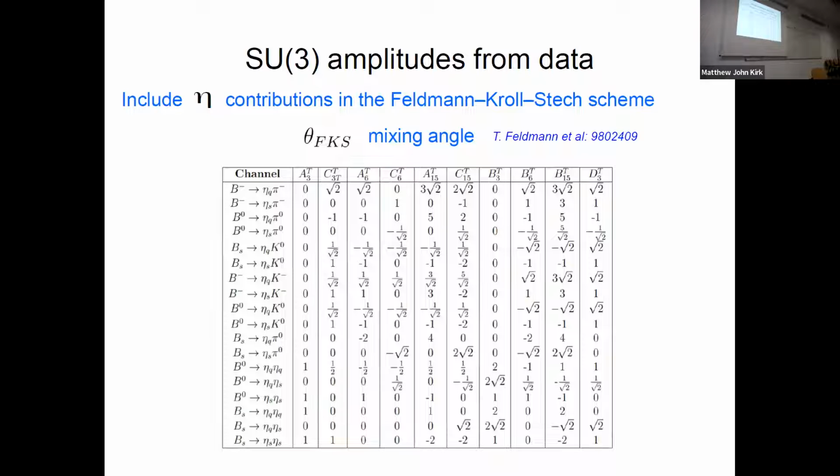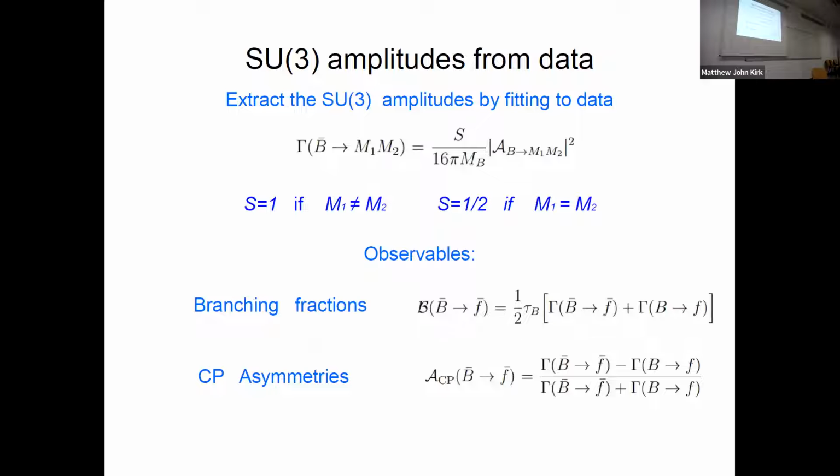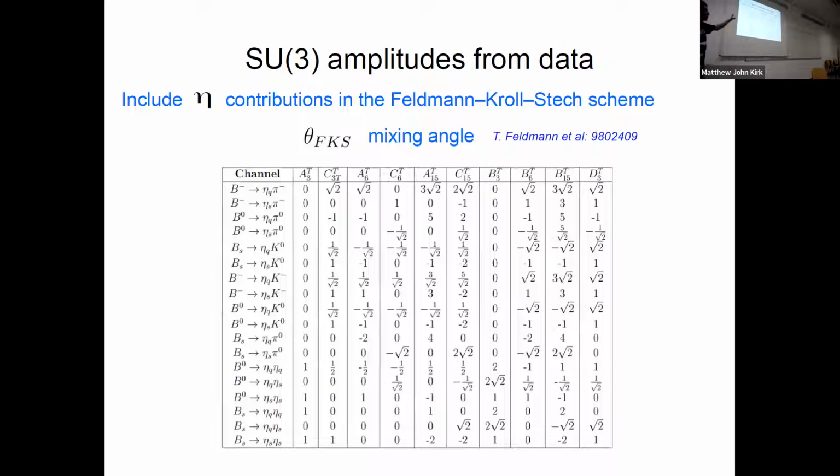You have to include then the etas, you have the mixing, you have to define a scheme. So we use the scheme that Thorsten, Kroll, and Shakin introduced, the one with the mixing angle theta FKS. Now this is indeed a very powerful description, but it is very passive, in the sense that it doesn't tell you how to calculate these coefficients. So far, I have just described passively how to express these amplitudes, but without telling you how to calculate the coefficients that actually encode the physics.